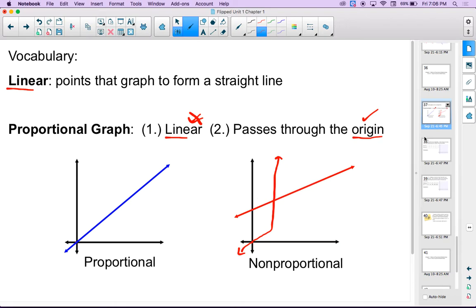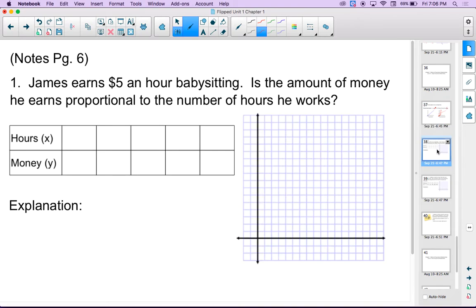And then we're going to take a look at practice problem number 1 at the bottom of page 6. Number 1 says, James earns $5 an hour babysitting. Is the amount of money he earns proportional to the number of hours he works? So we are going to use this table, and we are going to determine the relationship between his hours and the money he earns, and then we're going to graph it. So let's start with, if James works for 0 hours, he's going to earn $0. If he works for 1 hour, he will earn $5. If he works for 2 hours, he will earn 2 times 5, that's $10.